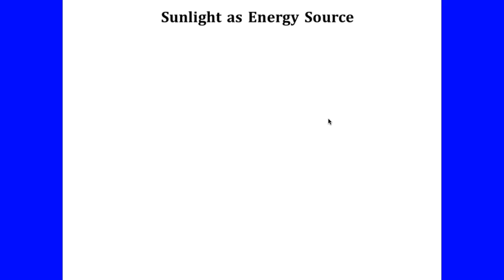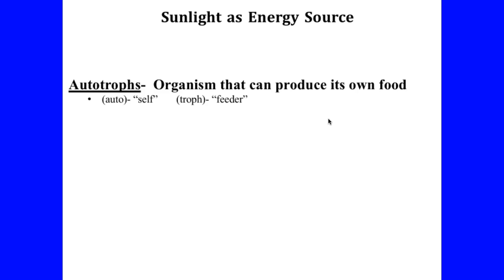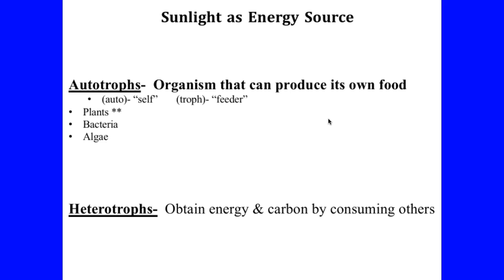Sunlight is the main overall energy source for these autotrophs. Auto meaning self or automatic, troph meaning feeder. So an autotroph is an organism that can produce its own food. A good example of this obviously is plants, but some other autotrophs to mention are bacteria and algae. Heterotrophs, on the other hand, hetero meaning other and troph meaning feeder, of course. These are the organisms that actually have to consume something else to get their energy. So, of course, we have to eat plants or food full of glucose molecules, things of that nature, to get our energy. But animals also do the exact same thing.